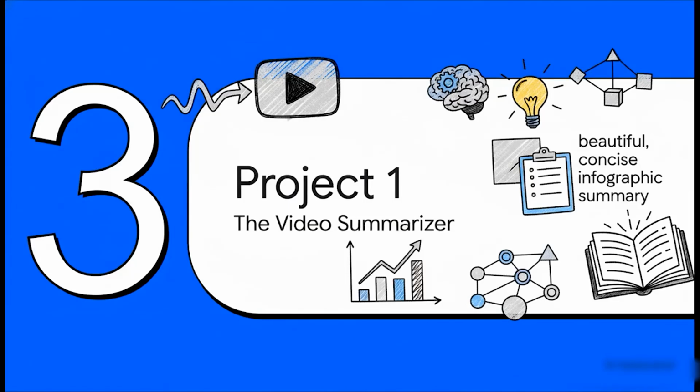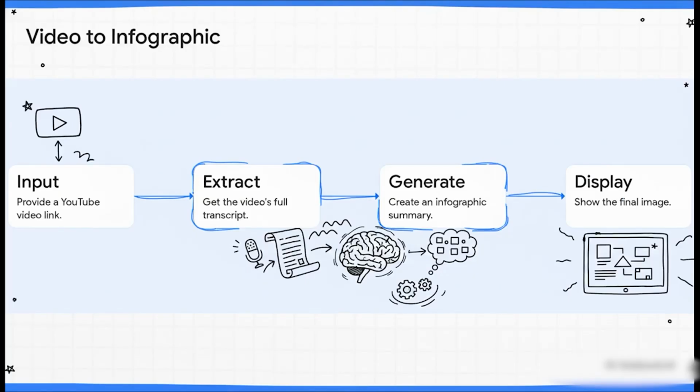All right, enough theory. Let's get our hands dirty with our first project and see how all this stuff actually comes together. We're going to build an agent that can take any long YouTube video and turn it into a beautiful, concise infographic summary. And you can see right here how the agent breaks the task down. First, you just give it a YouTube link. It then uses one of its tools to pull out the video's transcript. Next, it sends that whole transcript to its brain, the LLM, with instructions to generate a visual summary. And finally, boom, it displays the finished image.